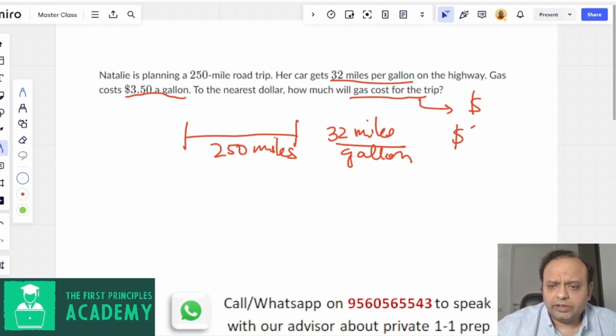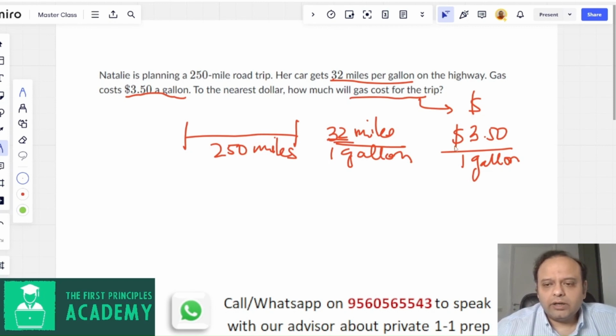And we have $3.50 for 1 gallon of gas, right? So these are some of the ratios or rates that we have. Now we want a dollar answer. So eventually, even if this is very confusing, what you're looking for is to get rid of everything else, miles, gallons, and come to a dollar answer. So first of all, what we need to think of is, in this whole trip, Natalie would need some gallons to go through the whole trip. So let's get to a gallon amount.